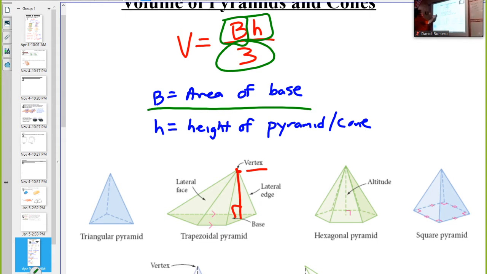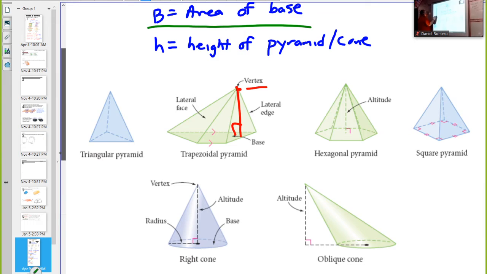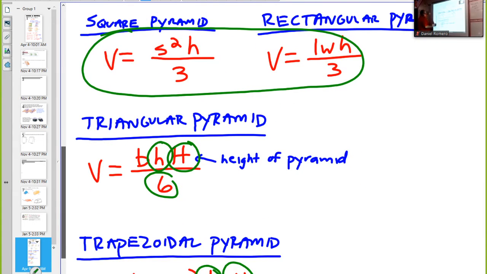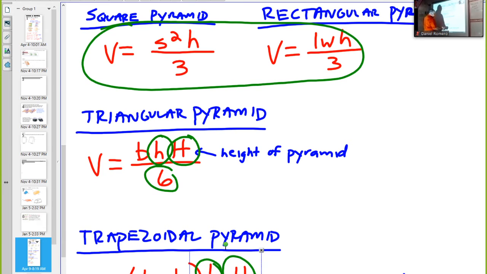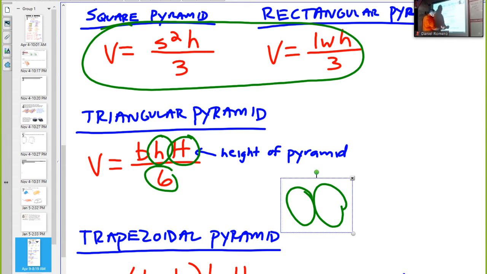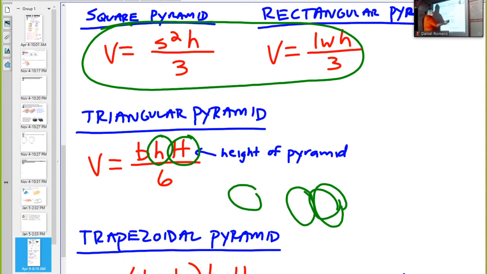But Papa Romero is going to take care of you, and I'm going to give you the formulas to some of the common pyramids and then the cones. Let me get this stuff out of here.